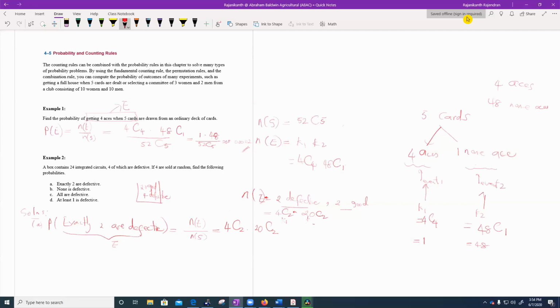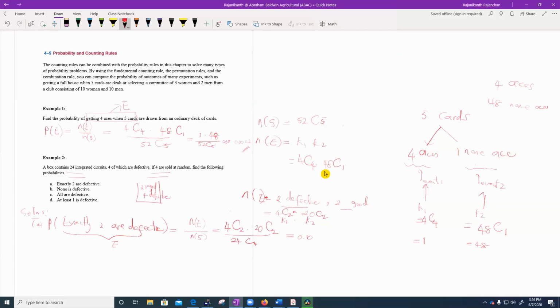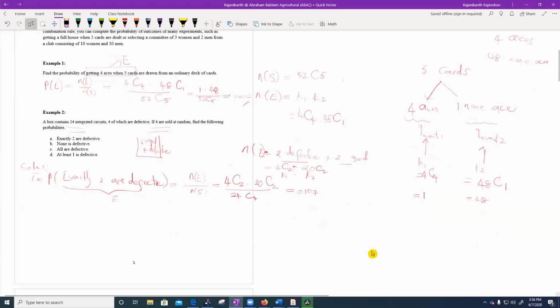N(S) comes from my sample space. The sample space says that in total you are selecting 4 out of 24. Therefore, that should be 24 choose 4. Figure out this answer. I'm using a calculator and writing the answer here. If you do it correctly, I got 0.107, so a very small probability.